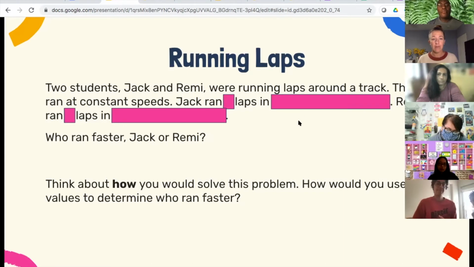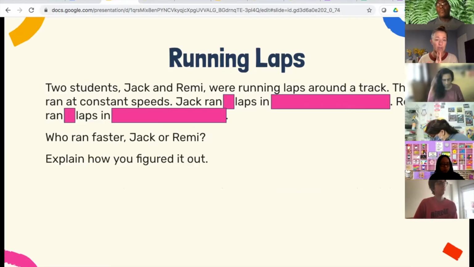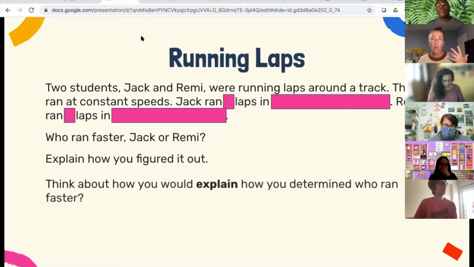Okay, cool. Awesome. So notice by covering up the values, I've sort of used a 3-read strategy. I've hit pause to say, let's make sure we understand how these quantities connect and how we can use them to work towards a solution. That's how I'm giving access to all my students, because odds are that they haven't remembered what the values are. Now, the second question here is explain how you figured it out. And so that's what we're going to be looking at. And I want you to think about what elements you would include in an explanation if you were to convince somebody that either Jack ran faster or Remy ran faster.